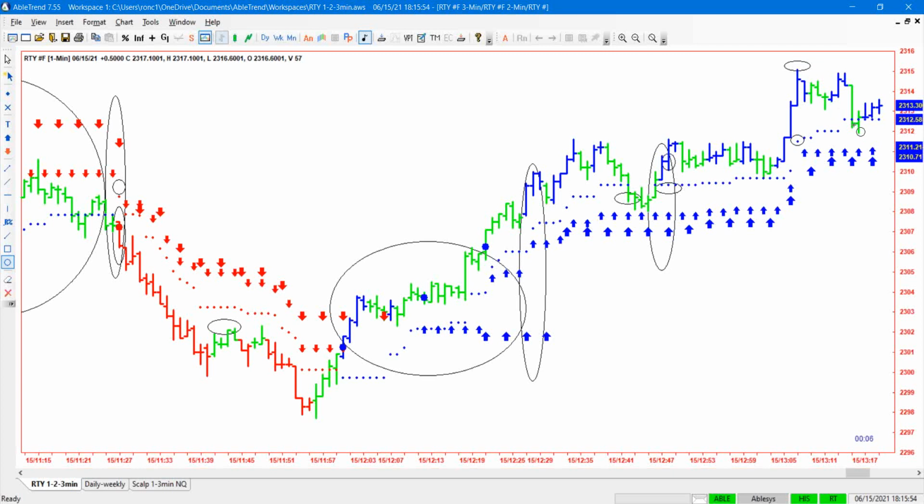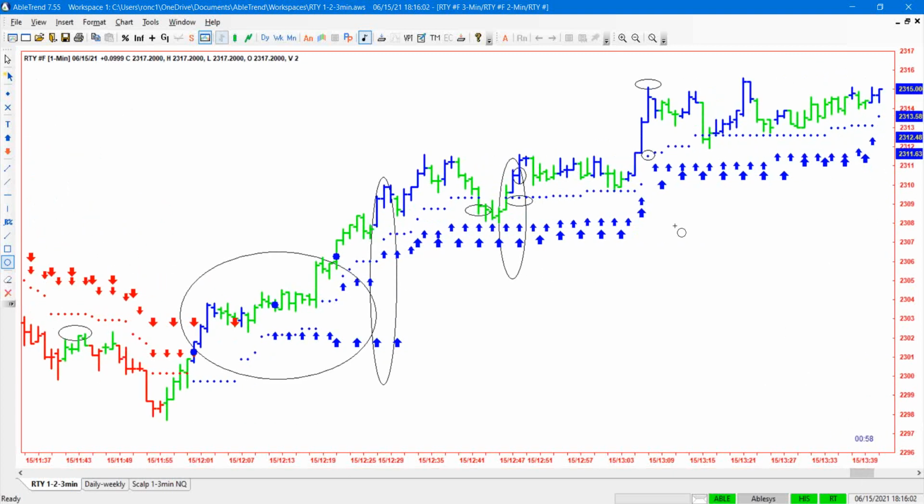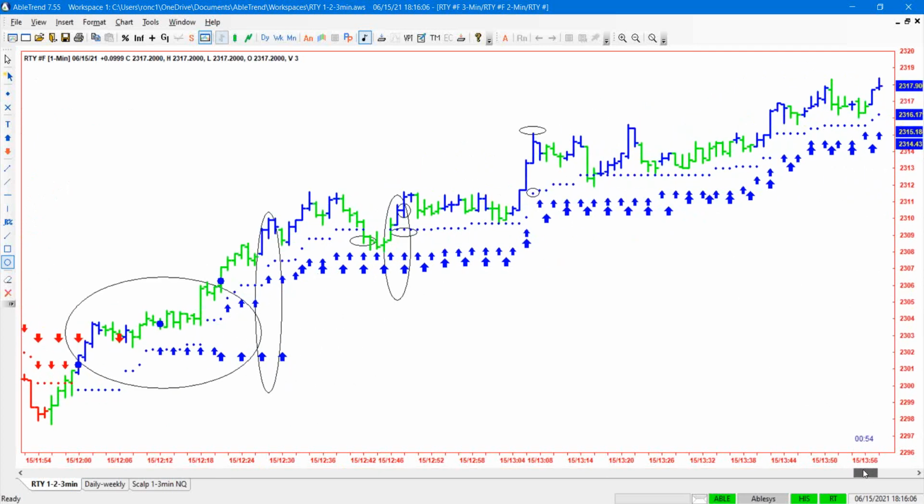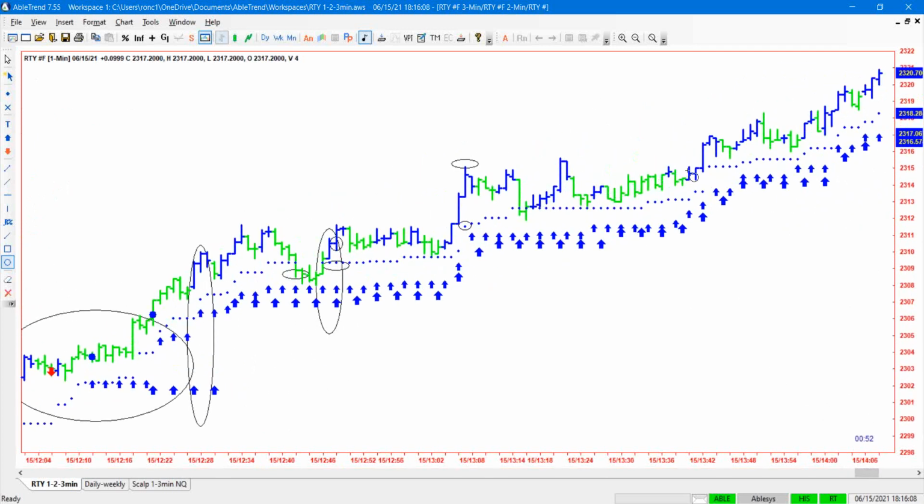We still take the trade if the software says to do it, because we've got to be like a robot. No thinking, just do what it says. That was a really nice trade right there. That one worked out great. I just kept going and going.